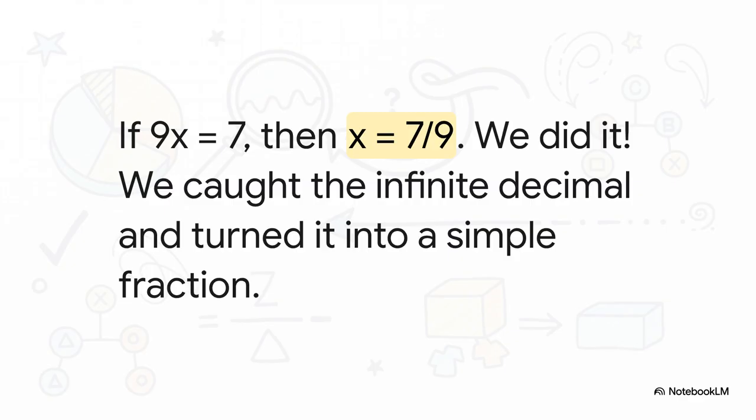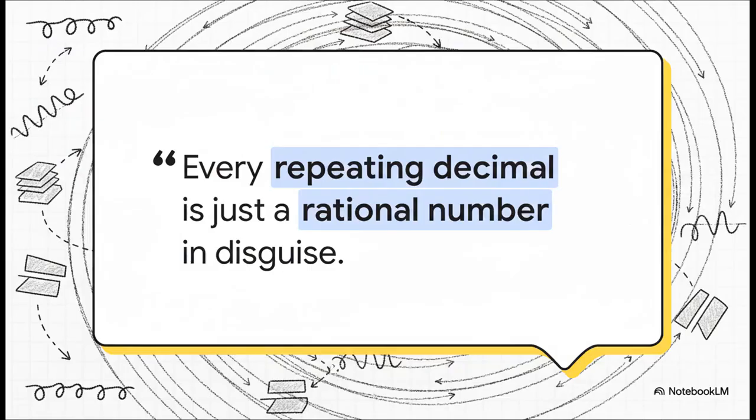We caught it. And this leads us to the biggest takeaway of the day. Every single repeating decimal, I don't care how long or complicated it looks, can be turned back into a fraction. This is why we call them rational numbers, because they can be written as a ratio, a fraction. So they might look crazy, but they're not really mysterious at all.